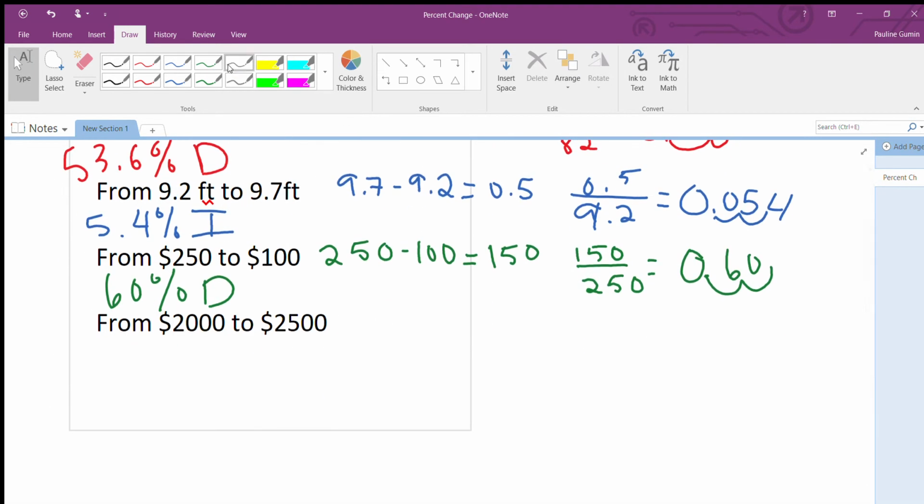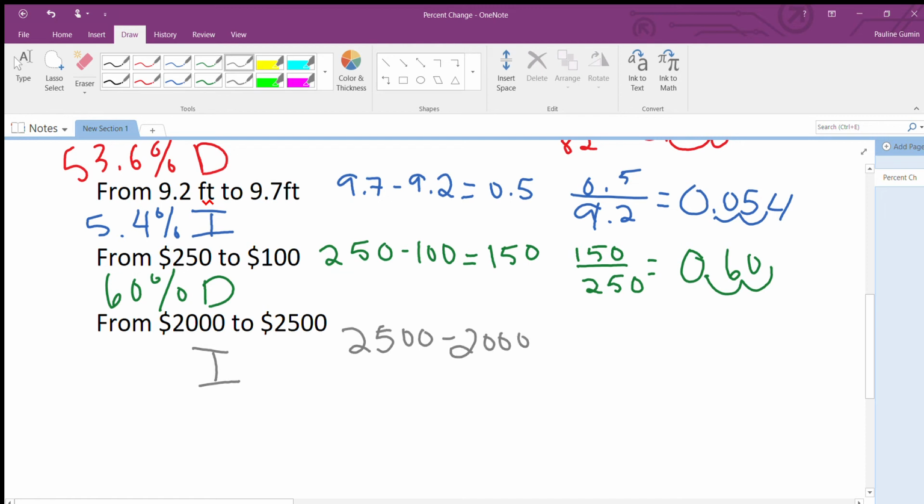All right, lastly, 2,000 to 2,500. That's an increase. I'm going to write that down, and I'm going to take the larger number and then subtract the smaller number from it. Okay, so that gives us 500.